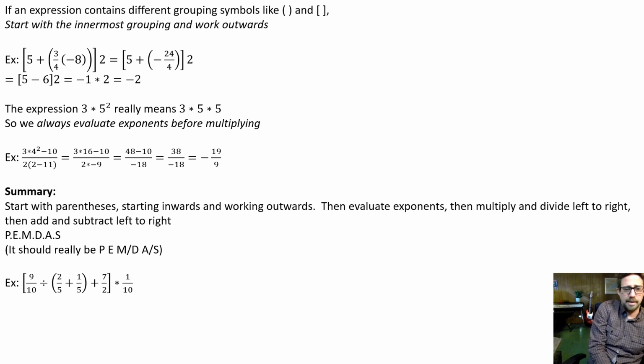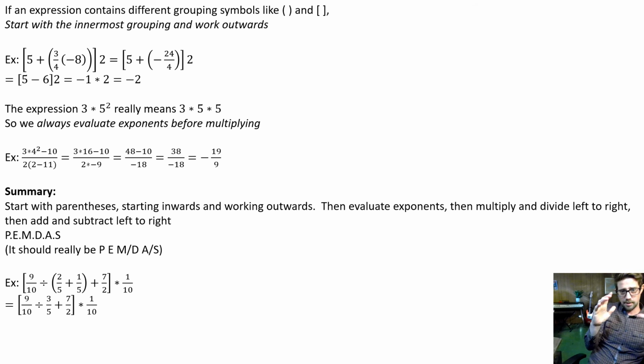Well, let's do one last example that just has a bunch of stuff all thrown in, because this really combines everything we've done thus far, doesn't it? Right? Okay, so we have in brackets 9/10 divided by 2/5 plus 1/5 plus 7/2, and then all of that times 1/10. So you start with the parentheses, right? Because they're inside. 2/5 plus 1/5 is 3/5. All right, so we have 9/10 divided by 3/5 plus 7/2, all that times 1/10.